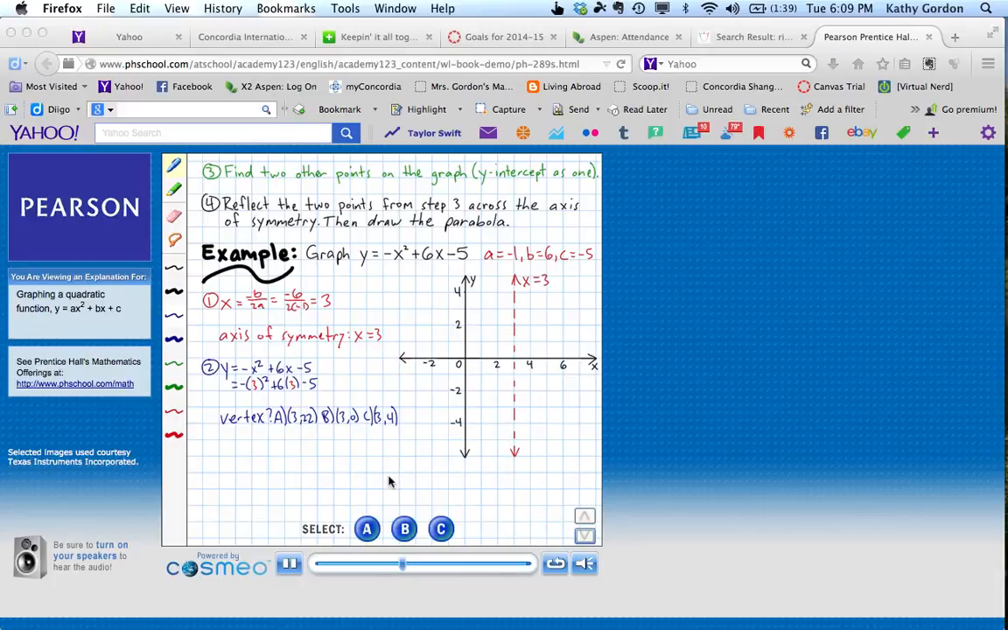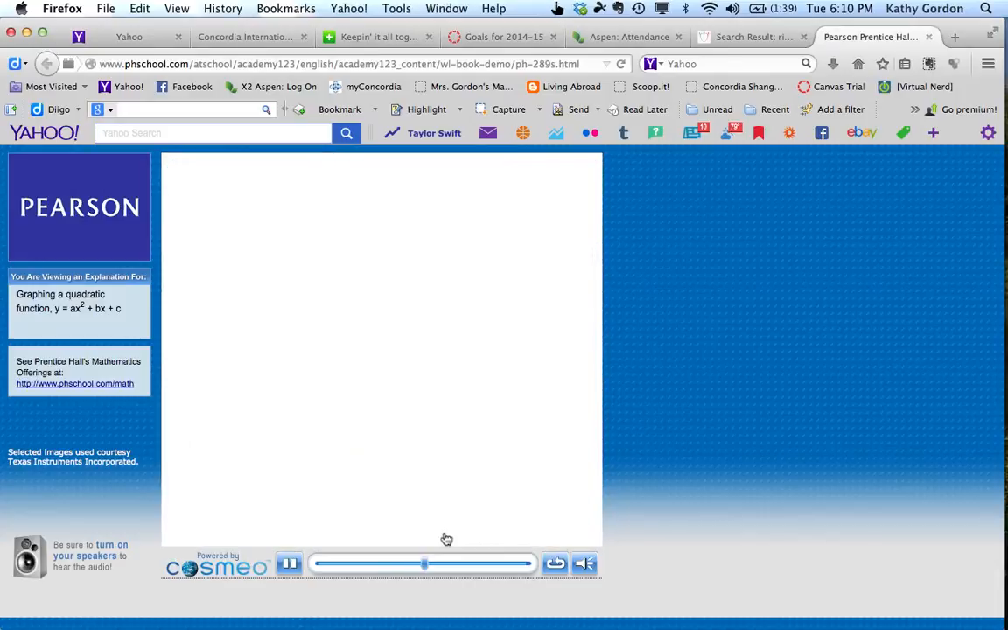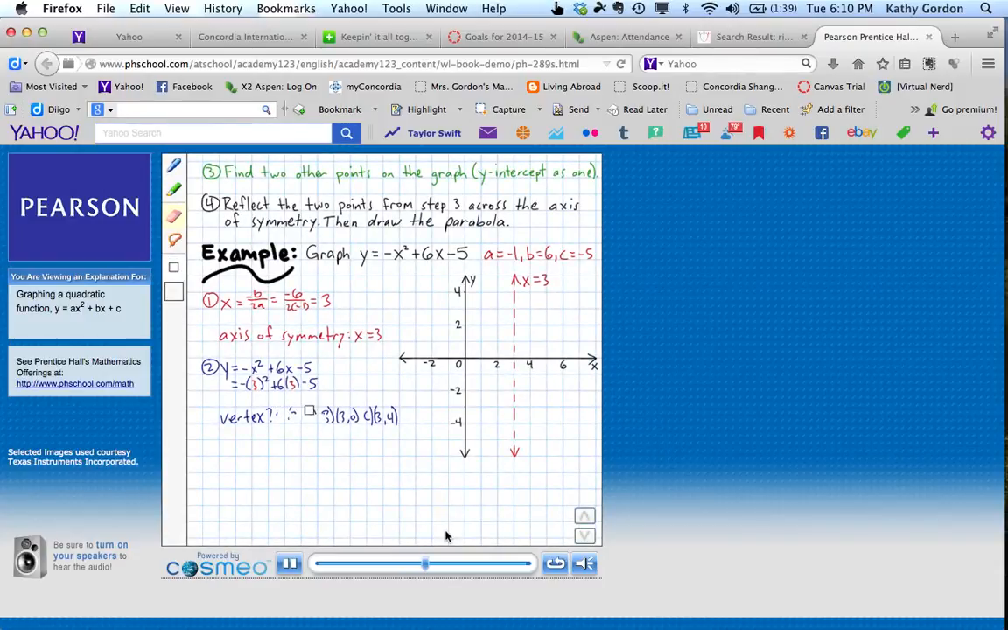Alright, so what do we think the answer is? Should we go with C? That's right. Okay, you are correct. C is the vertex, 3, 4. And the reason we know that is because when we substitute 3 in for x, 3 squared is 9, and we get negative 9 plus 18 minus 5, which equals 4. So now we have the vertex of our parabola. Let's graph it. 3, 4 is right here.